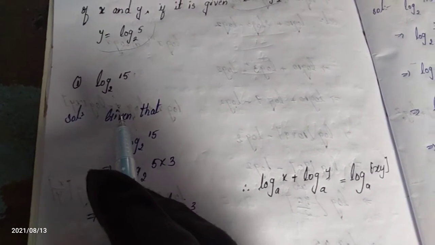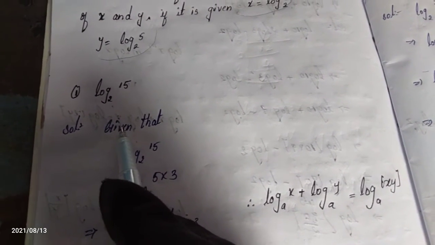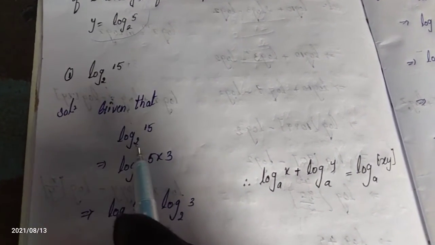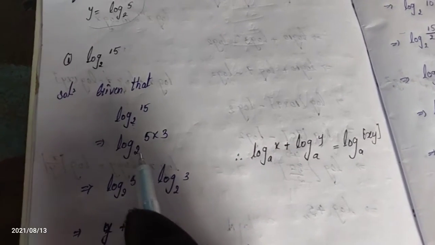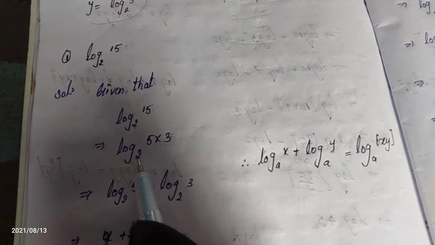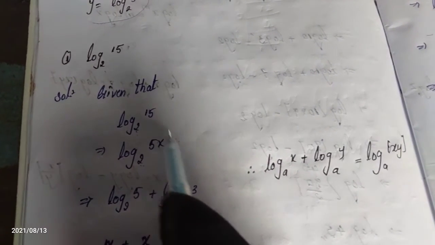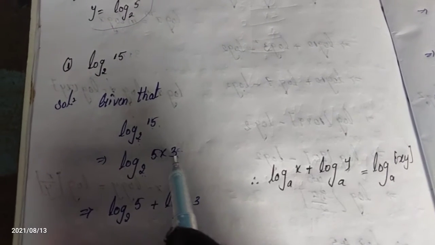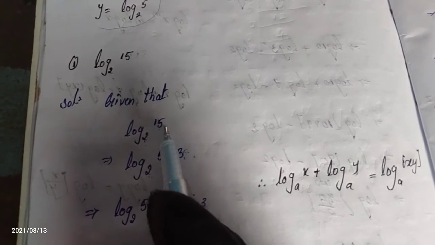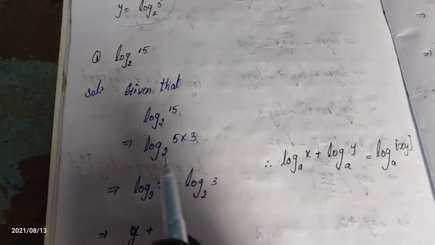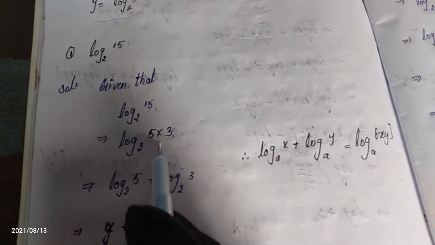First we have to write whatever is given in the question. After writing the given, log 15 to the base 2 can be written as log of 5 into 3 to the base 2, because 5 threes are 15. This 15 I am splitting into 5 into 3, because 5 threes are 15. Up to that clear? In this step we just split.